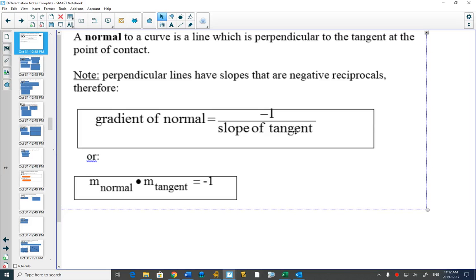We were doing equations of tangents last time, and now we're going to look at equations of normals. All a normal line to a curve is a line that's perpendicular to the tangent. So you have to use one thing from grade 10 math, where you know that perpendicular lines have slopes that are negative reciprocals. And so if you can find the slope of the tangent, then you can find the slope of the normal by just doing the negative reciprocal.